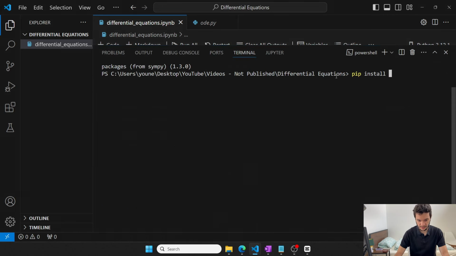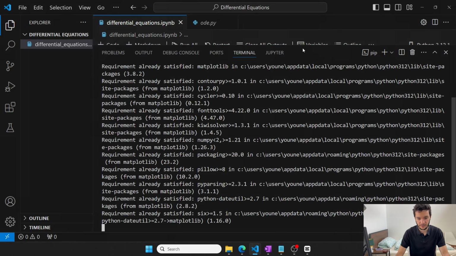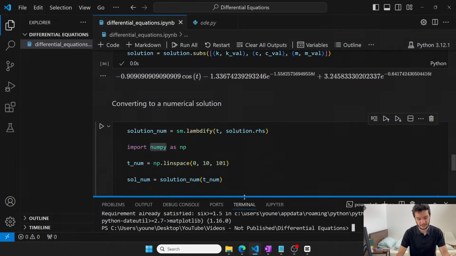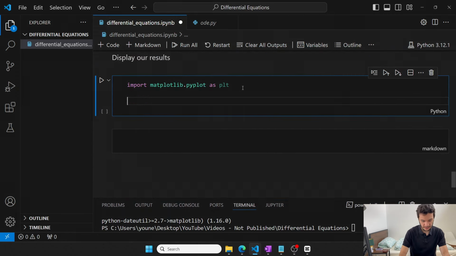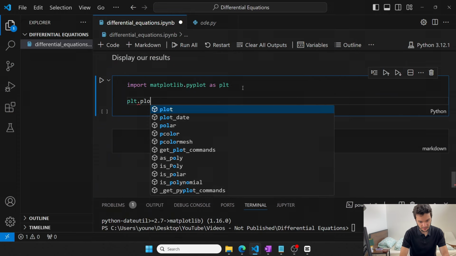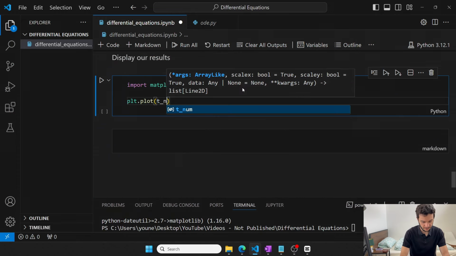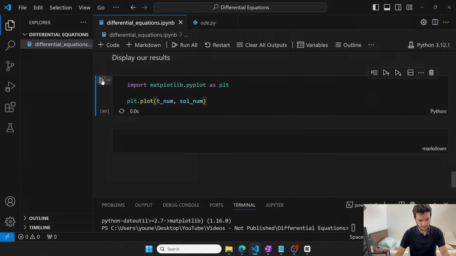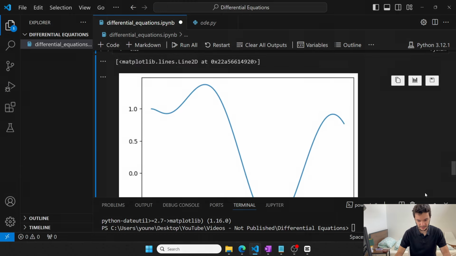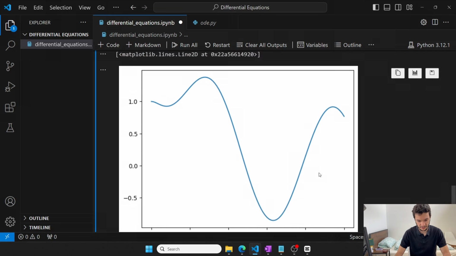Okay, so let me actually move this a little bit up. Pip install NumPy and pip install matplotlib. You'll see that I have them both installed since we've been using them quite often in this channel. Once I have matplotlib, I can simply say plt.plot t numerical with our solution, which is numerical. If I go ahead and run this, you'll see that we get this solution right here.